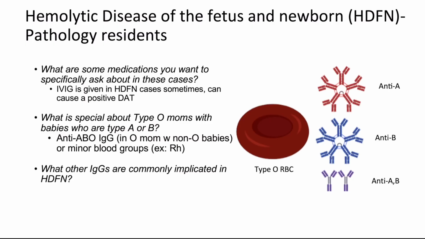Well, in that case, type O moms have the IgM anti-A, IgM anti-B, but they also have an antibody that is an anti-A,B IgG specificity antibody. So this antibody is small enough that it can transfer through the placenta into the neonatal circulation and cause HDFN. And other IgGs that are commonly implicated in HDFN are anti-D, anti-Kell, and others.